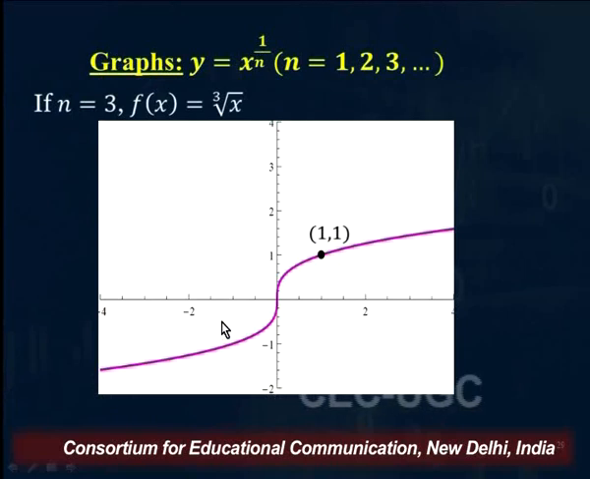Okay, so if n is odd, however, again here in the title I'll have to take odd numbers, so 1, 3 and so on. 1 does not make sense because that will just boil down to y equal to x. So let's start with 3, 5, 7 and so on. So if n is equal to 3, this is the kind of graph that you get, and here again you can see 1, 1 is a point on this graph.